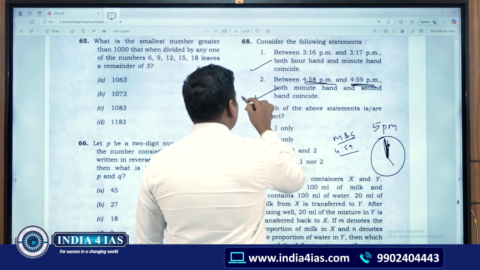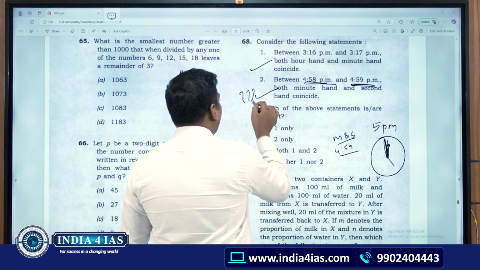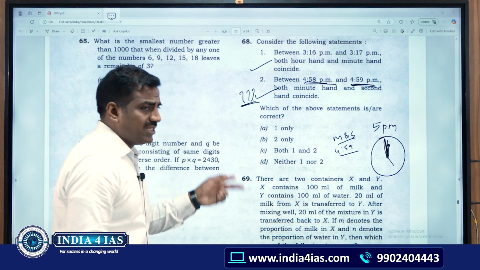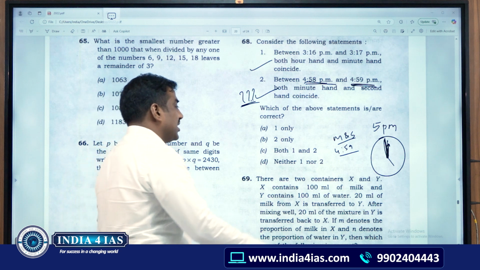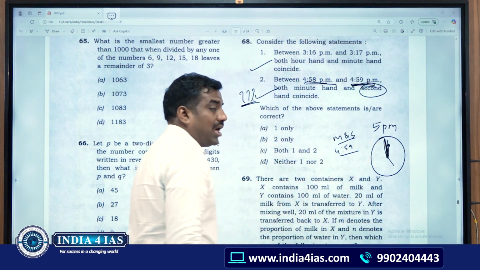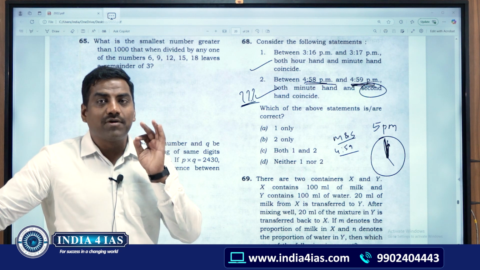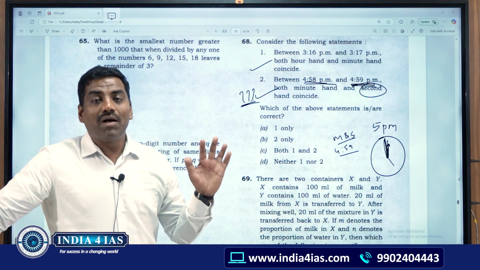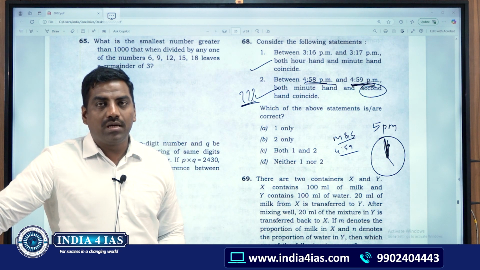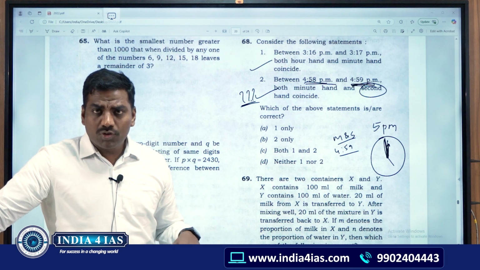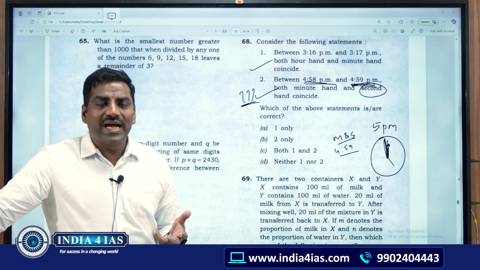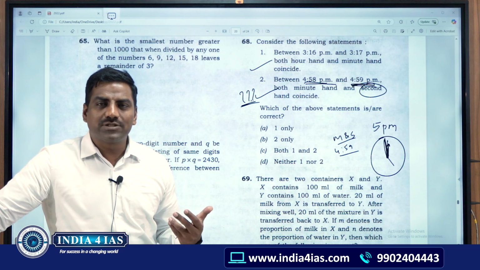But this is a bit odd. This is a bit odd problem. Like I generally don't see this problem. There can be a chance of just a mistake in the printing, but it is not the case. They are meaning the concept properly. But when we relate our chapters to this thing, usually we don't go to minute hand and second hand coincidence. That is too complicated.